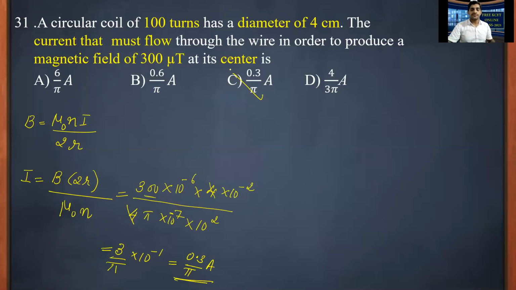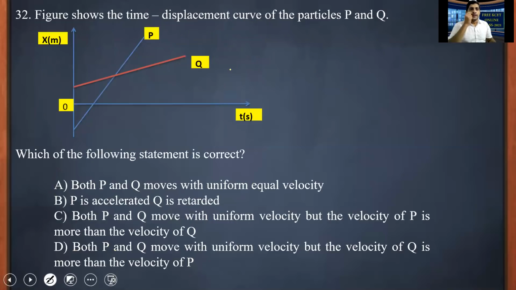Next question. The figure shows the time displacement curve of particles P and Q. So this is the xt graph. So we have the xt graph for the P and Q.